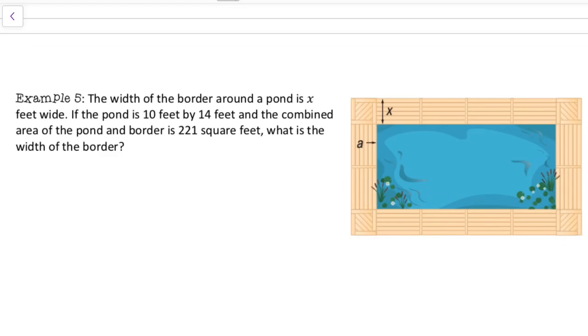Now, we can use these in order to solve very slightly more complex problems. So in example 5, we've got a border around a pond, and it's x feet wide. Cool, all the way around.